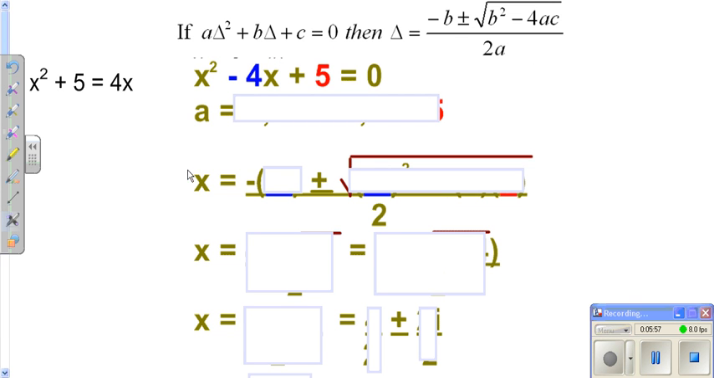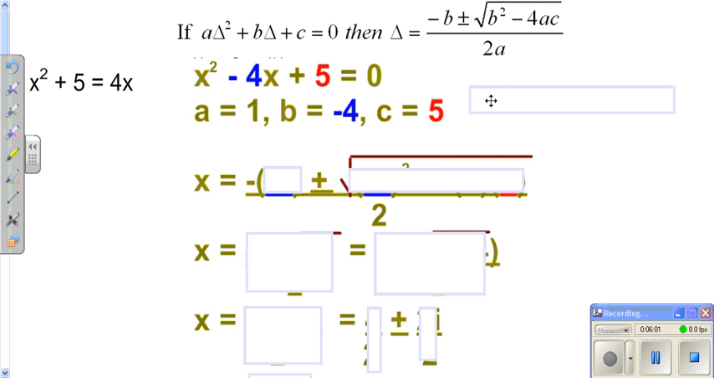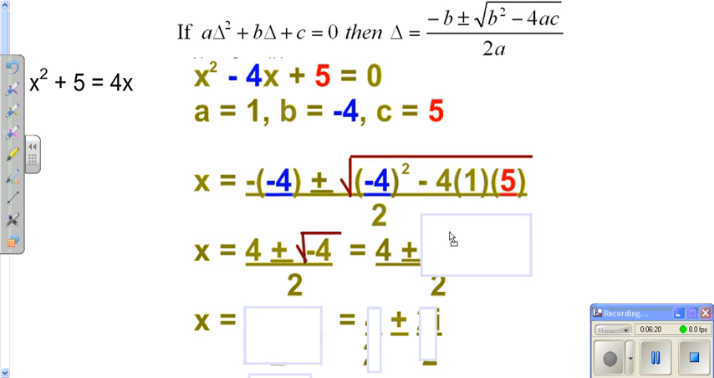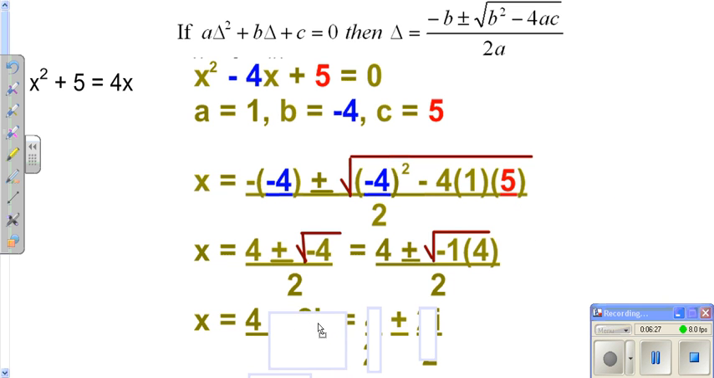And one more here. Your A is your 1, your B is your -4, your C is your 5. Just plug them into the formula. And you get the square root of a -4 after the plus or minus. So when you have the square root of a negative, you know you're going to end up with an i. So you're going to have your 4 plus or minus, and you know -4 is really a -1 times a 4. So you're going to have your 4 plus or minus, still all over 2.